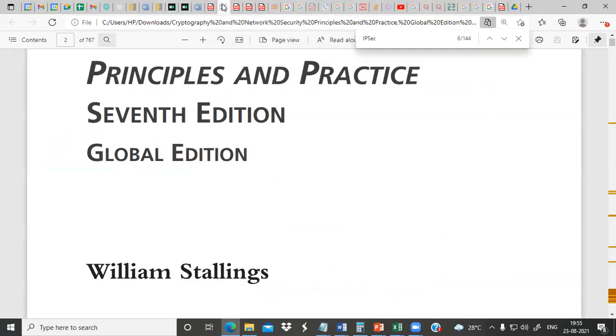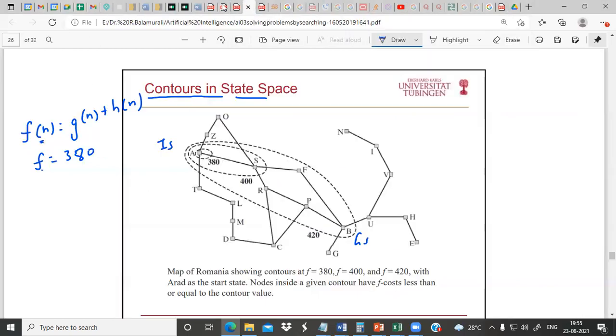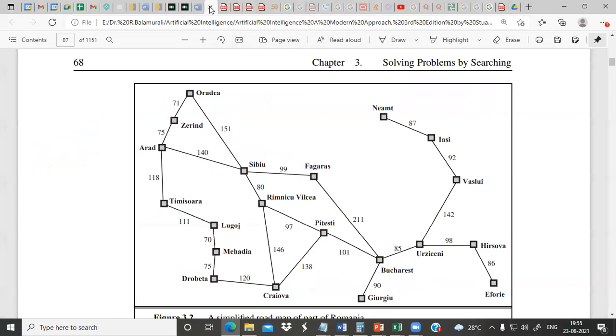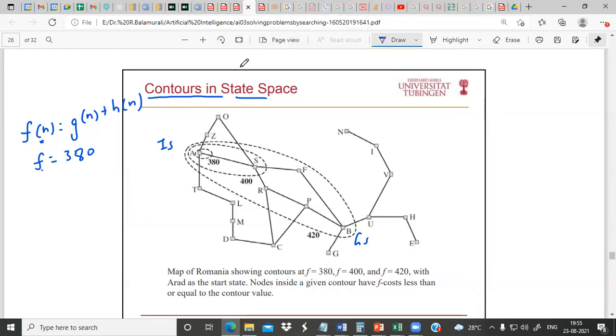What are the things we need? To calculate F, F of n is G of n plus H of n. From Arad, we know that G of n is the actual cost from the initial state, which is 0. H of n is the heuristic cost, and from Arad the heuristic cost is 366.